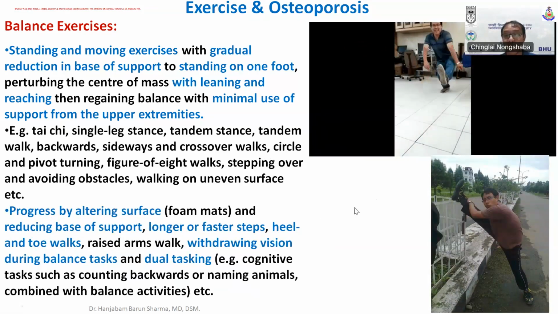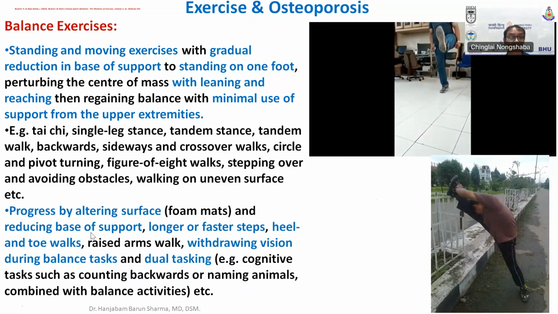And progression can also be done by further reducing the base of support, or faster stepping, heel toe work, withdrawing vision, that is blindfolding, or during balance tasks, dual tasking, that is cognitive tasks like counting backward or naming animals combined with the balance activity. By using all these things, we can progress the balance exercise, because the principle of progressive overload is very much important in order to have continuous adaptation.